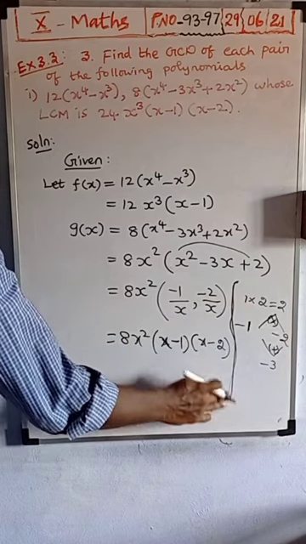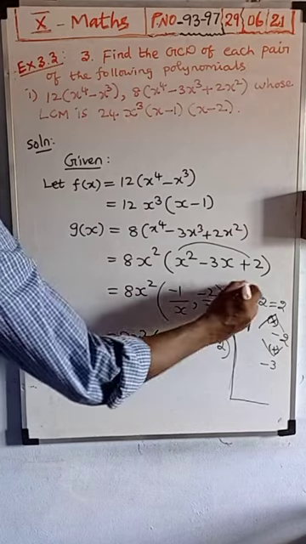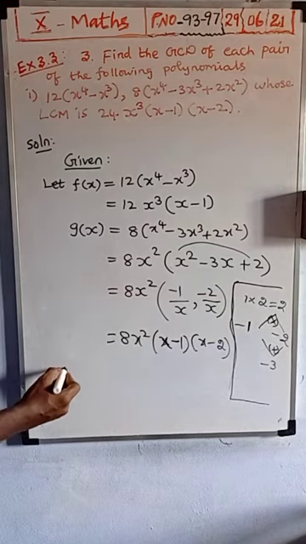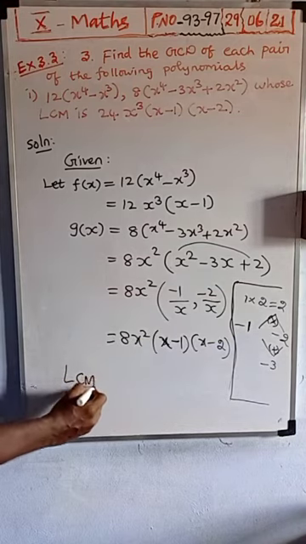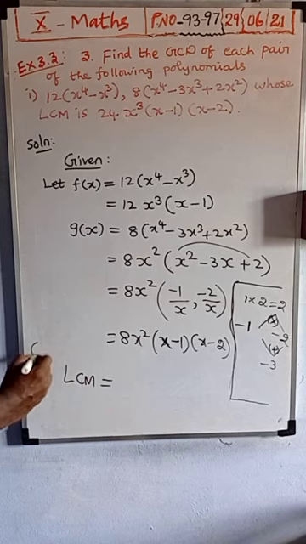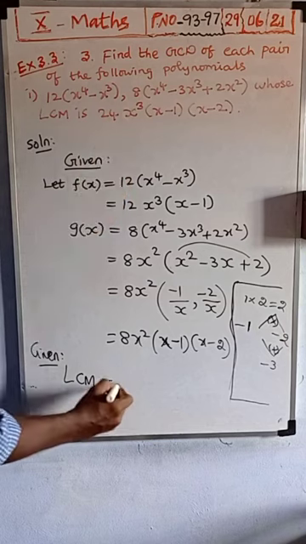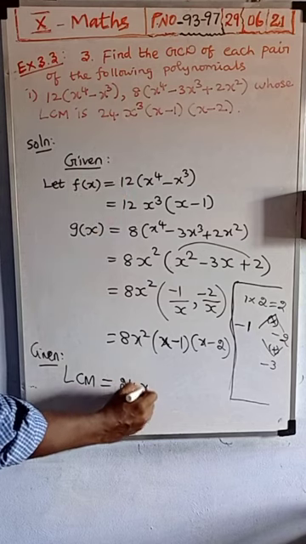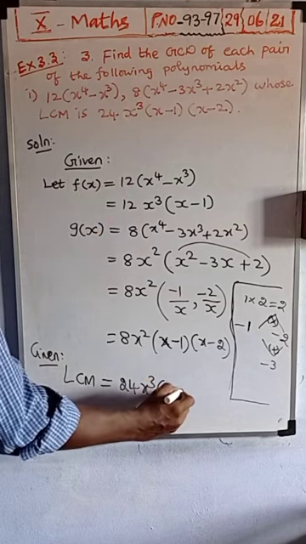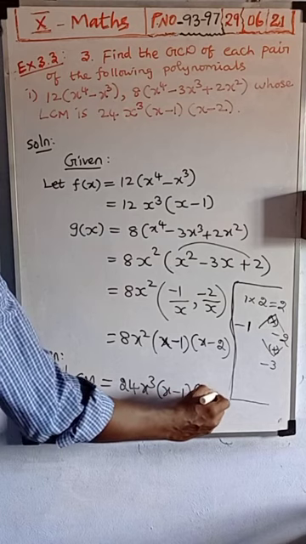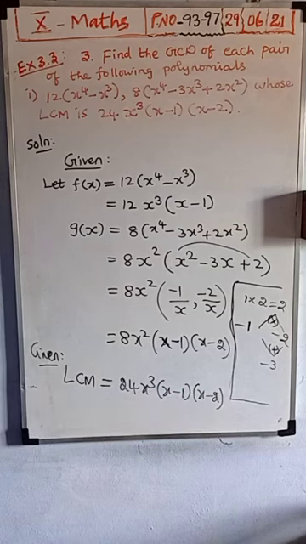So now this is f of x, g of x, and the LCM is given. The LCM is 24 x cube into x minus 1 into x minus 2. So write all of this: first choose the two polynomials f of x and g of x, then write the given LCM.